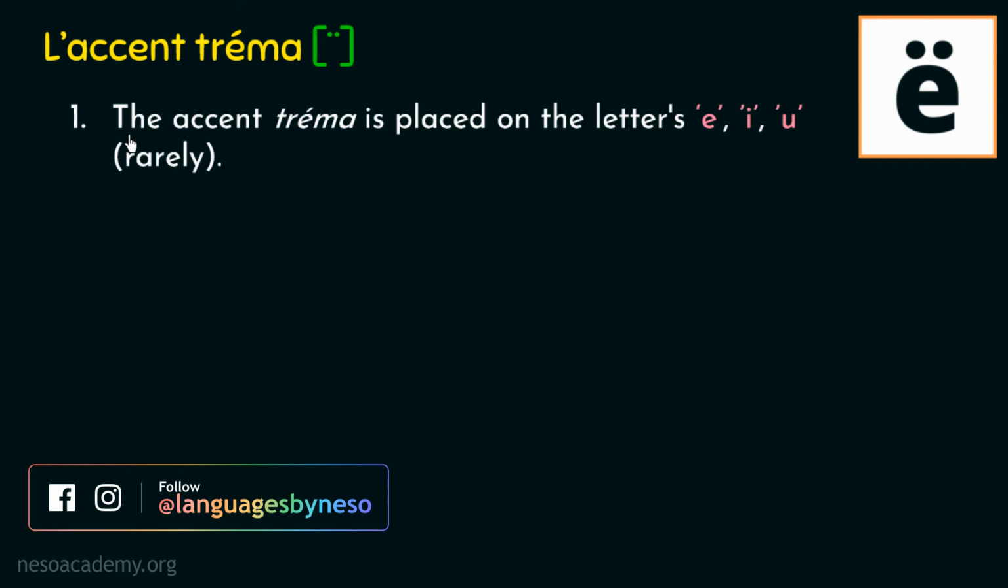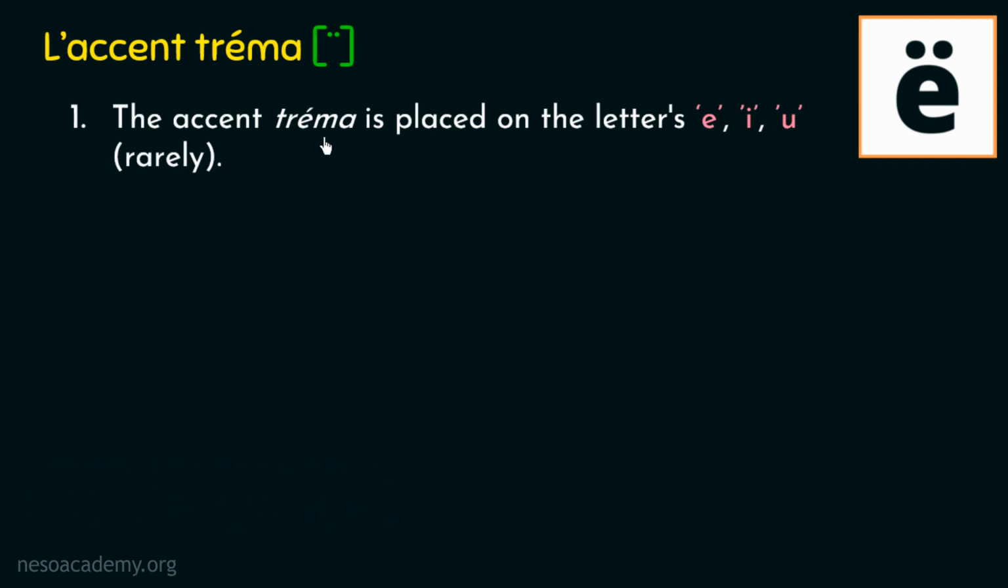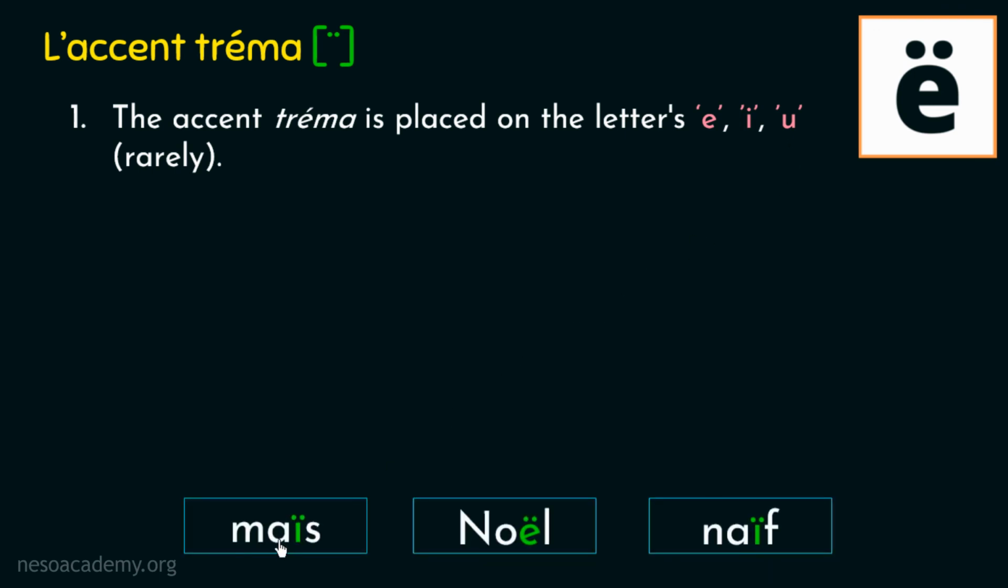Point number 1 states that the accent tréma is placed on the letters E, I and U. According to this point, the accent tréma is placed mostly on the letters E and I, and very rarely you will find this accent on the alphabet U. Now to make this point more clear, I have taken some examples for you. So have a look at the very first example on the screen.